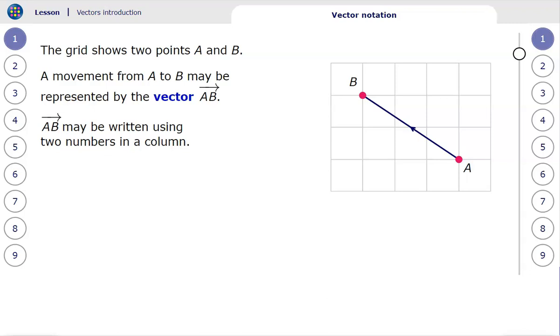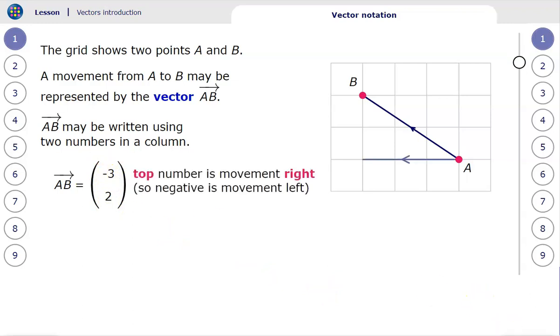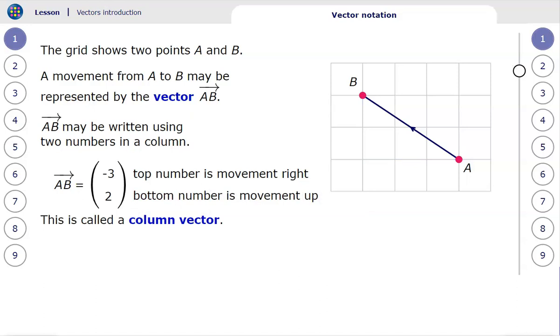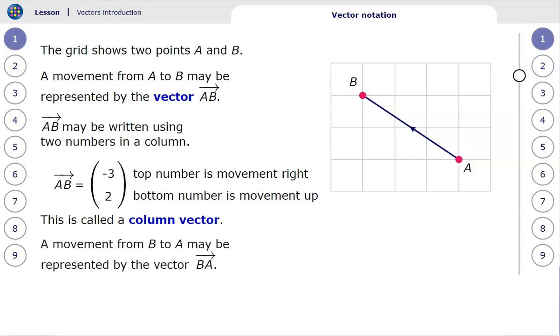Now, a vector can be written in column format. And the two numbers that we're going to use are going to show the movement from A to B. We've got two numbers here. The number at the top represents the movement to the left or to the right. Because it's negative, it's going to be a movement to the left, whereas the number in the bottom is going to show the movement up or down. Because it's positive, it's going to be a movement up. This is referred to as a column vector.